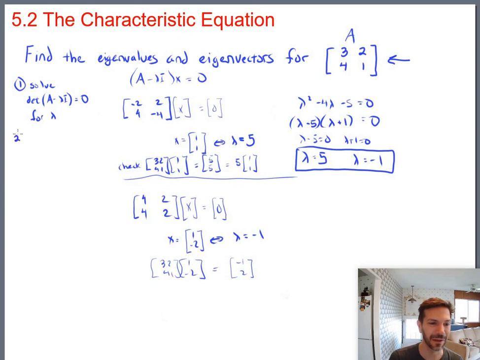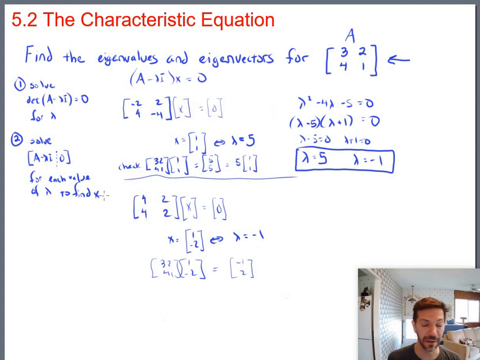And then once you have done that, then we solve A minus lambda I augmented with 0, for each value of lambda, to find the x's, to find the eigenvectors.